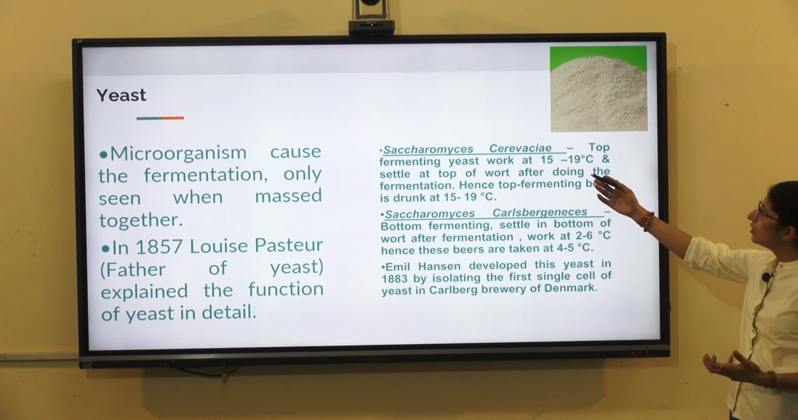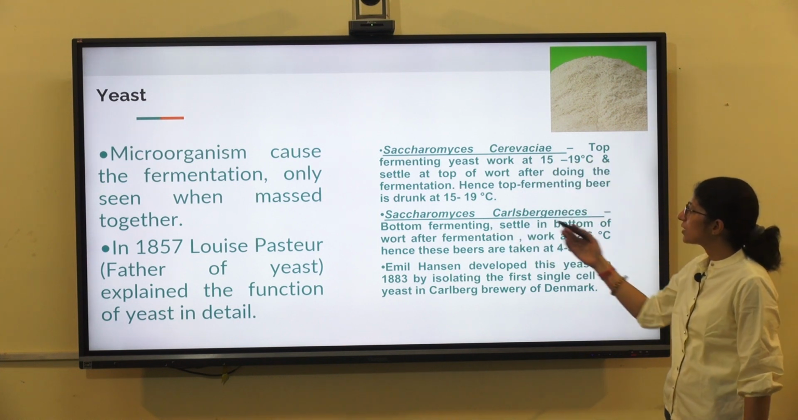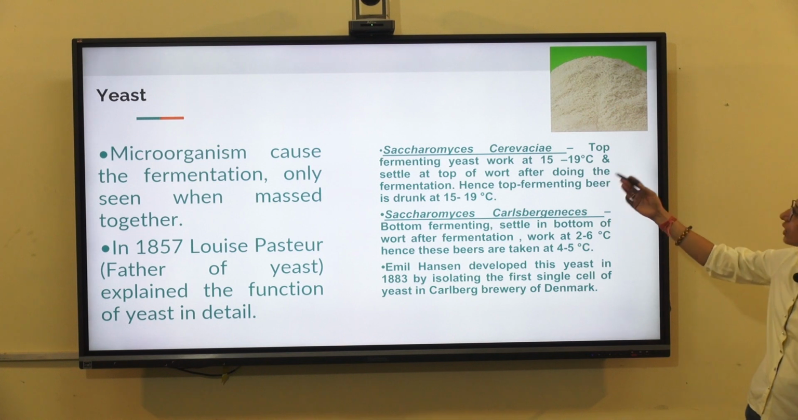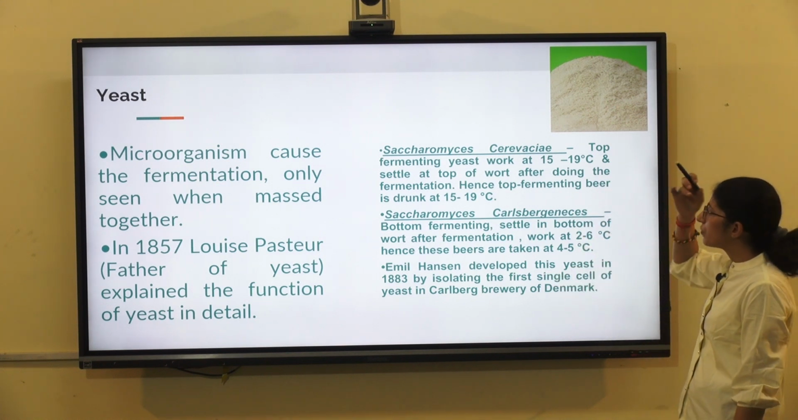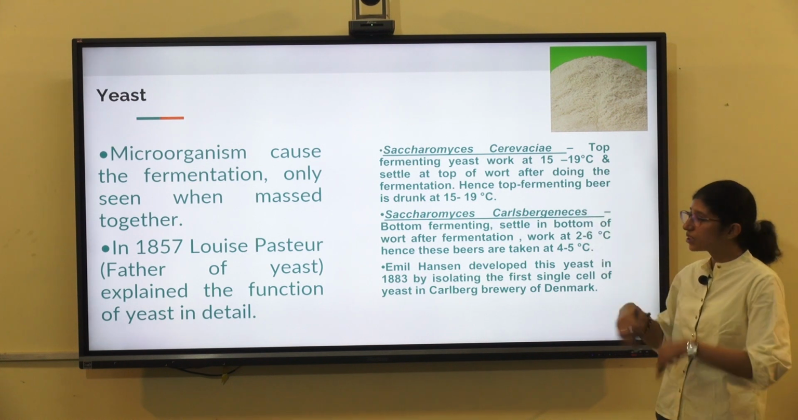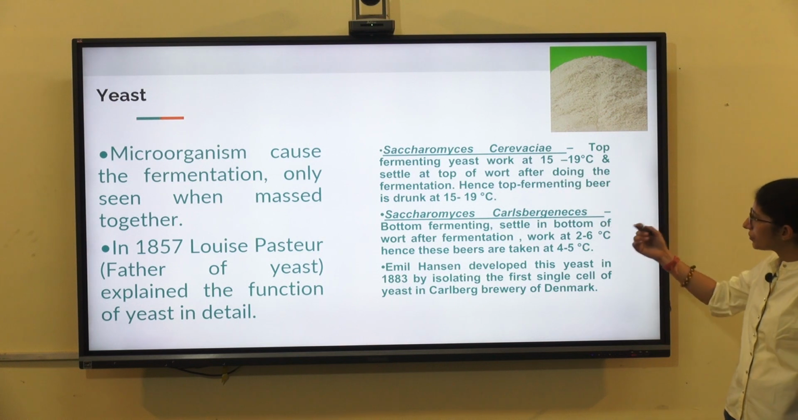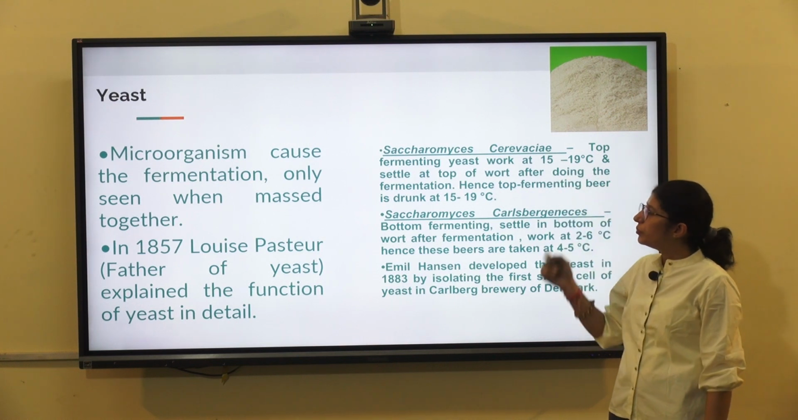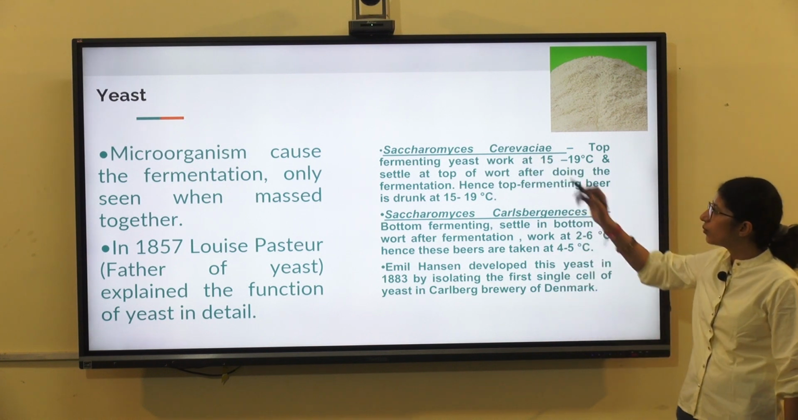There are two basic yeast strains that have been used: Saccharomyces cerevisiae and Saccharomyces carlsbergensis. Now, Saccharomyces cerevisiae is the top fermenting yeast that works at 15 to 20 degrees Celsius, and after fermentation, it remains at the top of the pot. That is why it is known as top fermenting yeast, and the beer is normally served at 15 to 19 degrees Celsius.